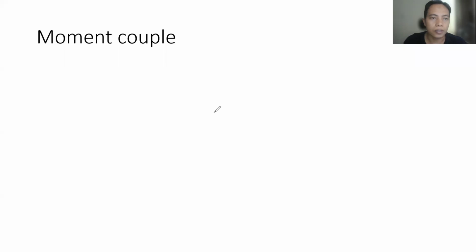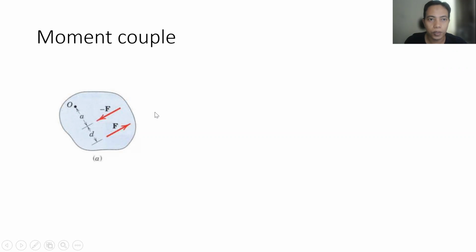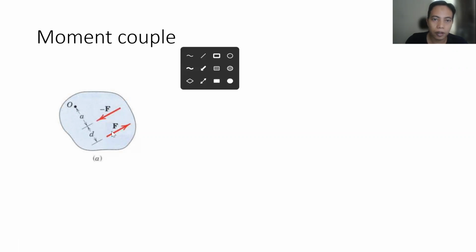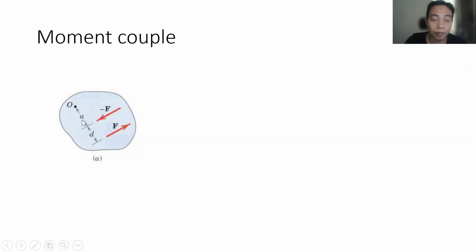The next is moment couple. Suppose here we apply two external forces which have opposite direction but the same magnitude, and they are separated by the distance of d. So of course, each of these forces will create a moment about point O.